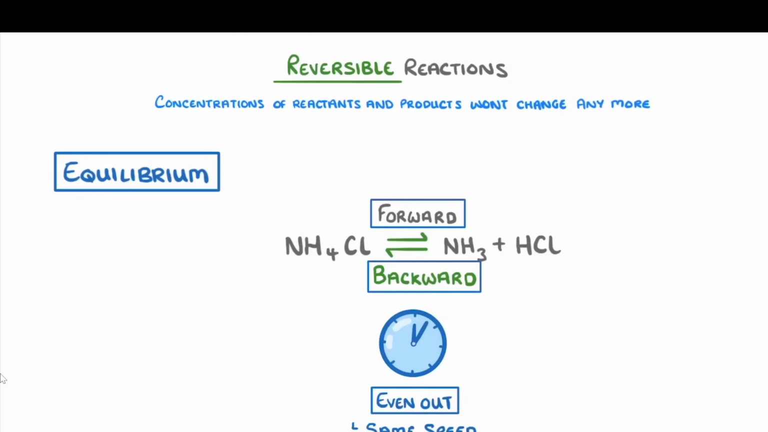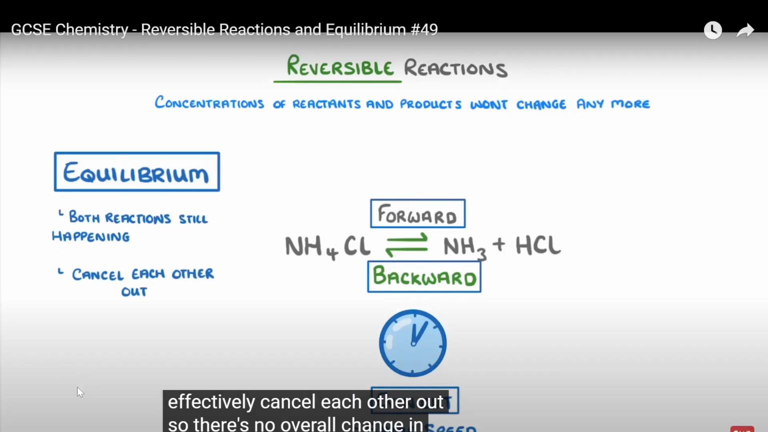So to clarify, at equilibrium, both reactions are still happening, but they effectively cancel each other out. So there's no overall change in the concentrations of the reactants or products. Now, what do we call an equilibrium where the reactions are still happening? What kind of equilibrium is that?